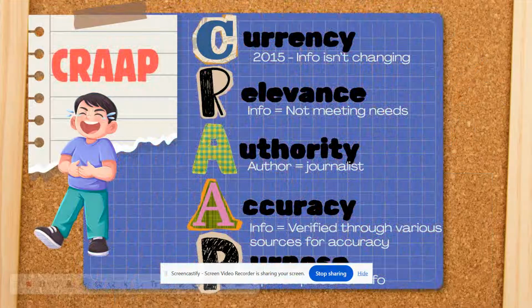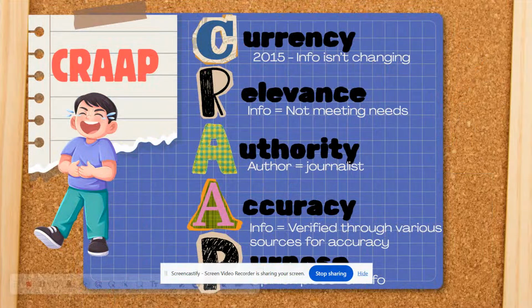So, by using the CRAAP method, which I definitely love, we look at the currency. The article was written in 2015. None of the information is really changing because it is based off of a historical time. Relevance, the information isn't really meeting the needs of what I'm trying to search for and research.